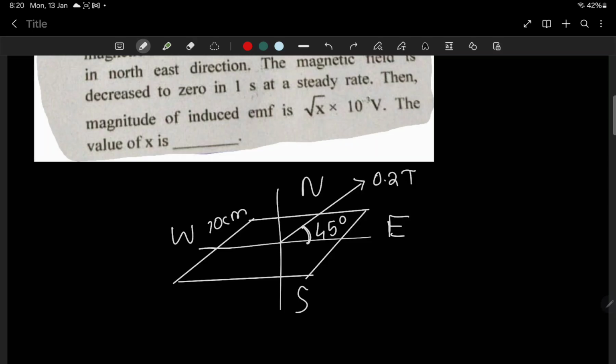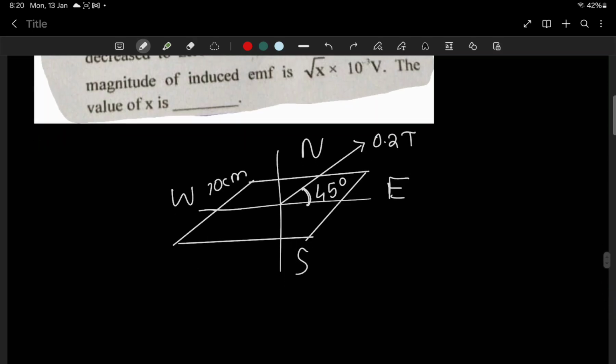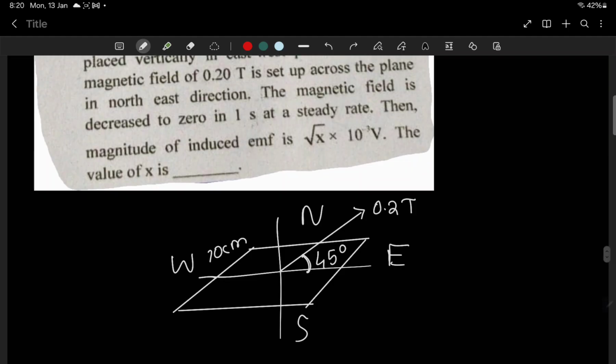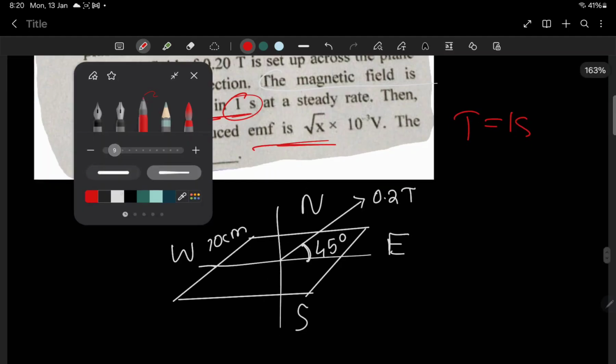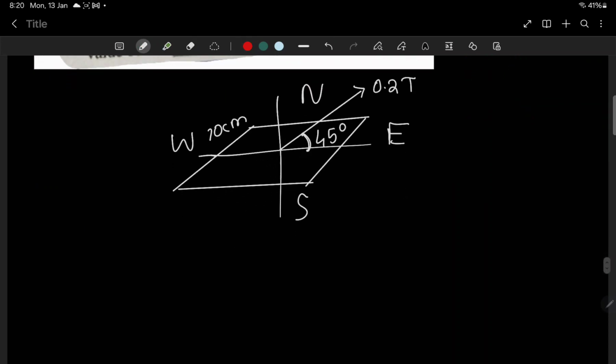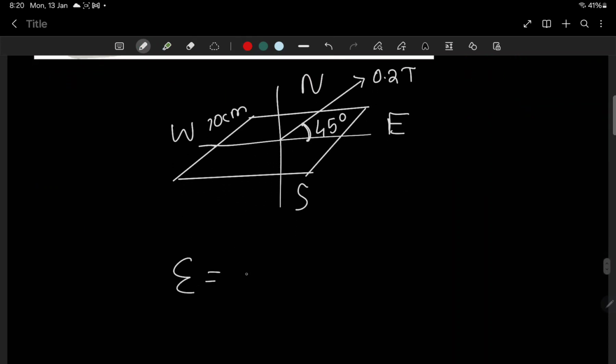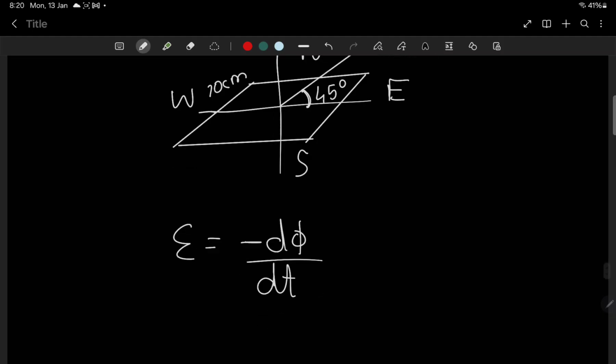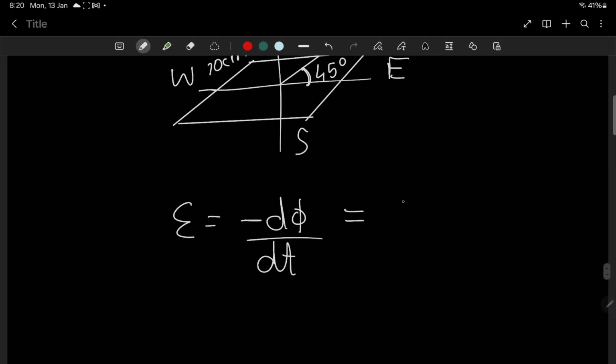So what? First of all, they have asked us that the magnetic field is decreased to 0 in 1 second. So the time given is 1 second. They're asking us the induced EMF. How to find induced EMF? You know that EMF is equal to minus d phi by dt. Right? d phi by dt.